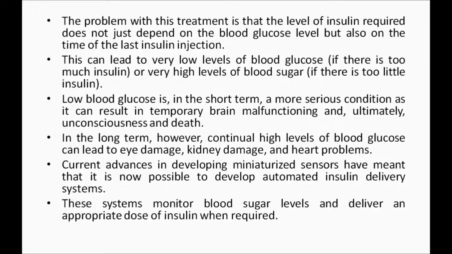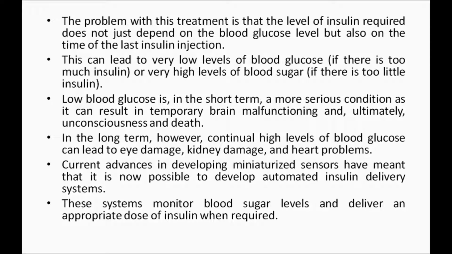And one more important thing, low blood glucose in the short term is a more serious condition compared to high blood glucose in the long term, right? Low blood glucose level may result in temporary brain malfunctioning and ultimately unconsciousness and death. More serious problems can happen because of low blood glucose level. In the long term, however, continual high levels of blood glucose can lead to eye damage, kidney damage, and heart problems. Getting, guys? So you need to maintain the proper level of insulin, right?